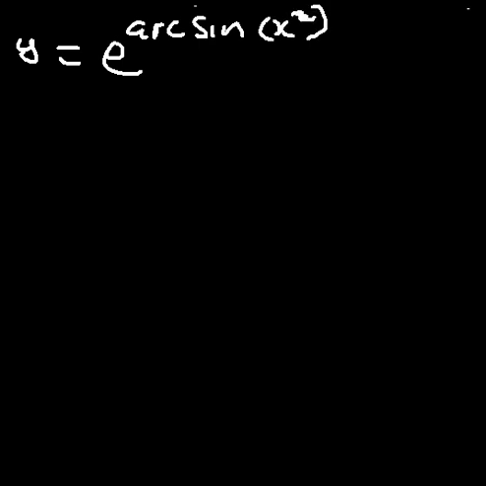Let's say we have this kind of a case. Let's say y is equal to e to the power arc sine of x to the power 2. So what is that one? Mind you, in this case, this is the same as y is equal to e to the power sine inverse of x squared.